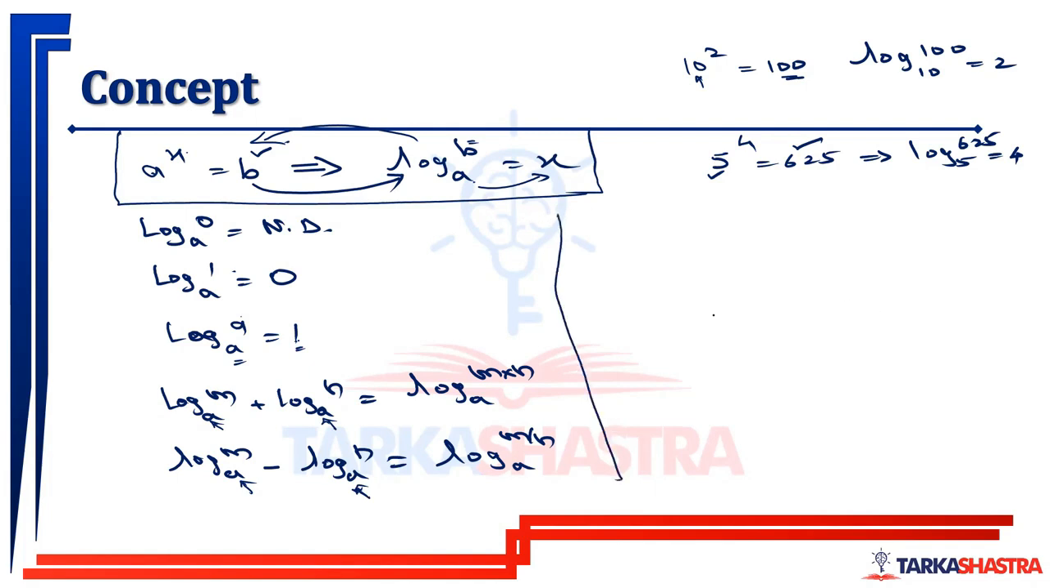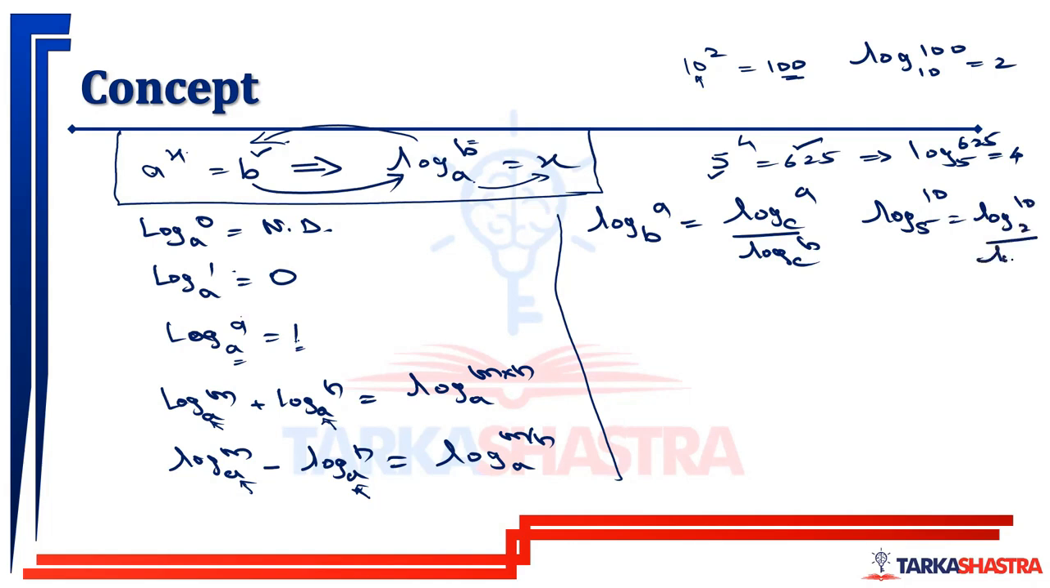Next, log a to the base b can be written as log a to the base c upon log b to the base c. Okay, we can just simply turn it into this pattern. For example, log 10 to the base 5 can be written as log 10 to the base 2 upon log 5 to the base 2. Okay, we can do it like this. Next, log a to the base b can also be written as 1 upon log b to the base a. Okay, for example, log 10 to the base 5 can also be written as 1 upon log 5 to the base 10.